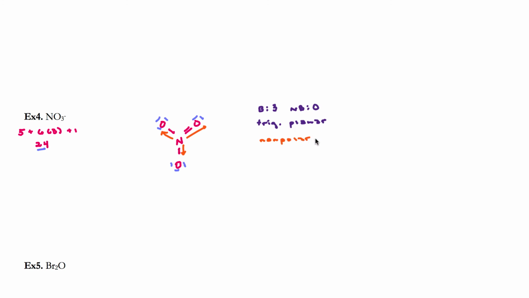Okay, let's look at the next and final example. Br2O. So let's first determine valence electrons. I have 7 valence electrons from bromine, but 2 bromines, and I have 6 valence electrons from oxygen, so that's a total of 20 valence electrons. I've got oxygen at my center because I've only got 1 oxygen, and then it's going to share electrons with bromine.